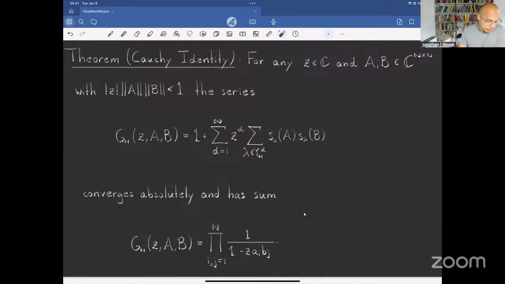And what Cauchy showed is that this series converges, and not only does it converge, but it's explicitly summable. It's absolutely convergent, and it converges to this product, which is a generalization of the sum of the geometric series, which is essentially the case n equals 1. If n equals 1, I just get the geometric series in Z times A times B, where there's only one little a and one little b. And so it's this product, i, j equals 1 to n, of 1 over 1 minus z times all possible products of pairs of eigenvalues of A and B.